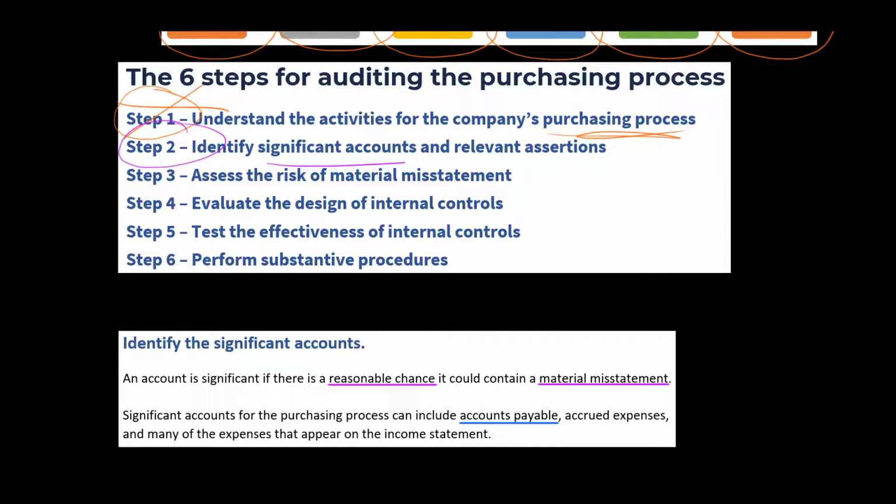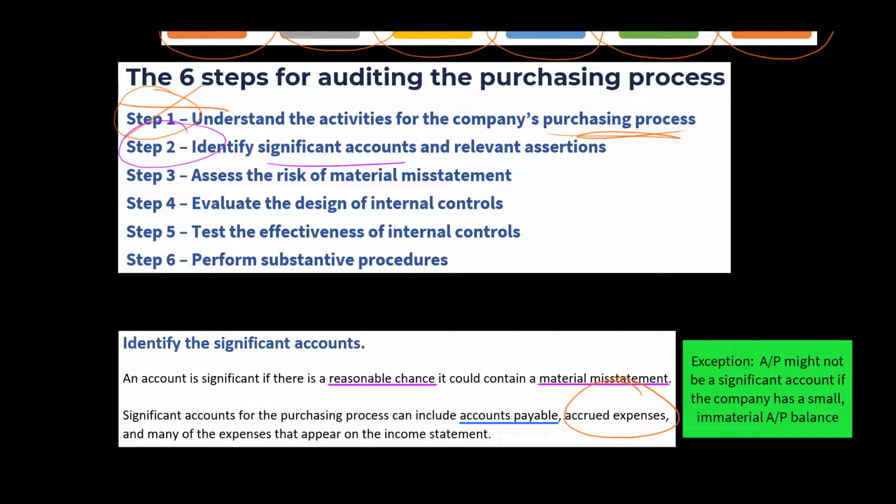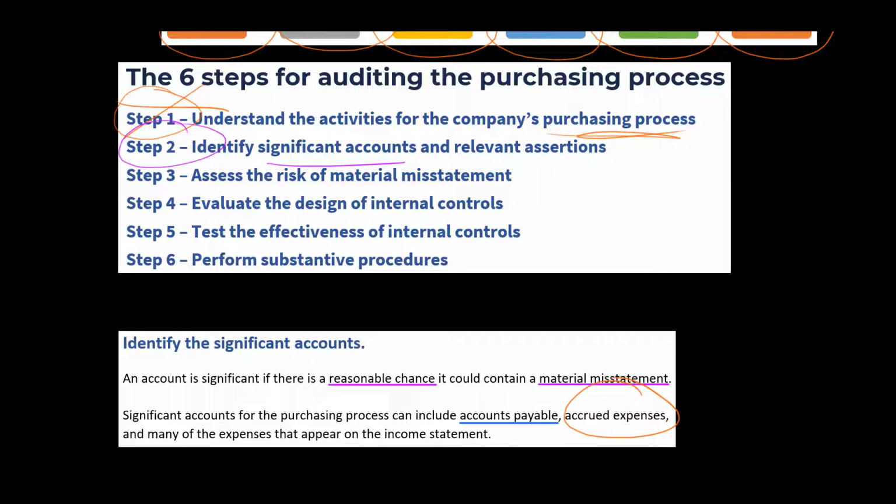When it comes to the purchasing process, almost always the most significant account is going to be accounts payable. For some companies, accrued expenses, which is a liability, will also be a significant account, and many of the expenses that appear on the income statement. The reason these expenses would be important is because a lot of times when there is a purchase and accounts payable goes up, there is an associated expense, right? You're crediting accounts payable, you're also debiting an expense account. In this video, I'm just going to focus on accounts payable and transactions that affect accounts payable, but bear in mind in an actual audit, you might also be focusing on things like accrued expenses as well.